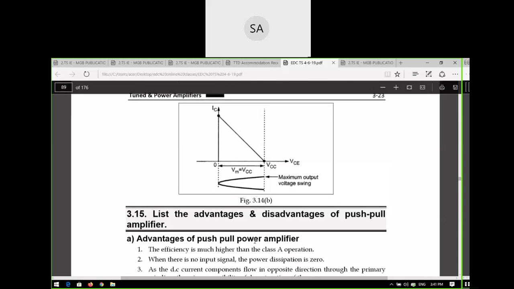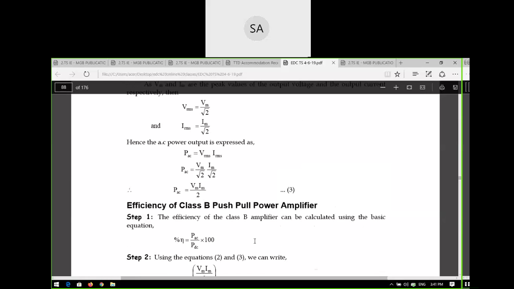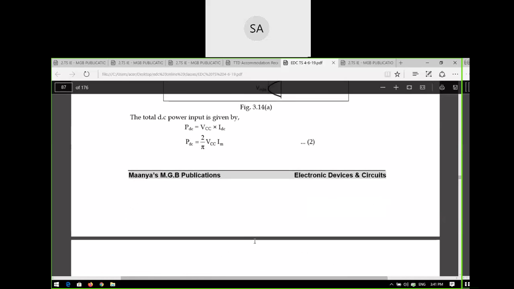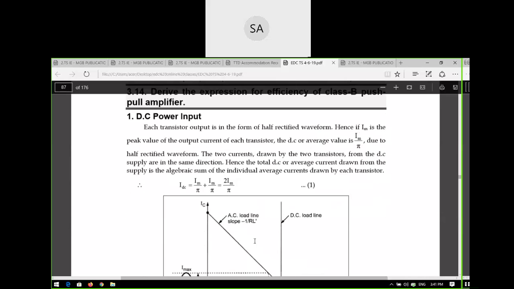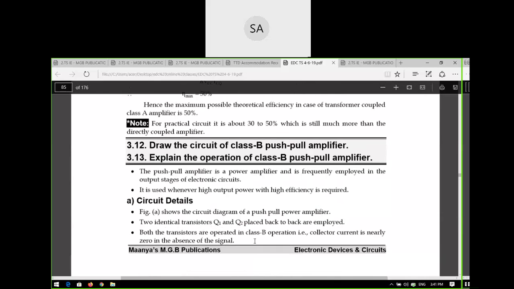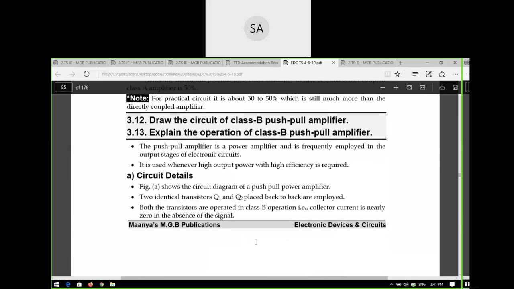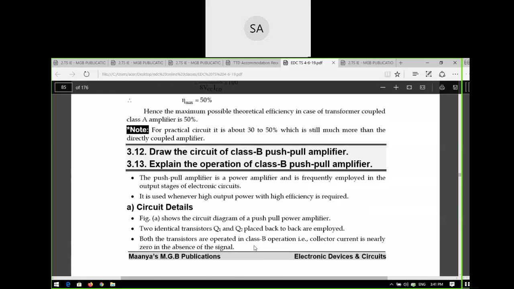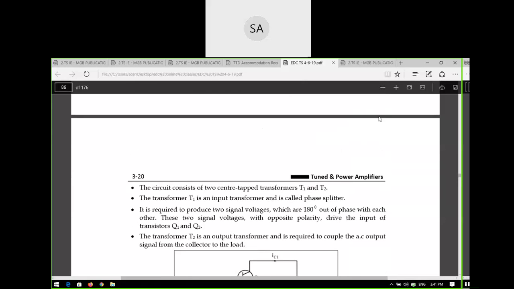So whenever you have a transformer, it is costlier as well as bulky, and the frequency response is poor. We also saw this in transformer coupled amplifiers. Here also, in the same case, the frequency response is poor, it is a costly affair, and it is bulky, so size is high. So this is the class B push pull power amplifier. Is it clear to all of you? Are you able to understand?